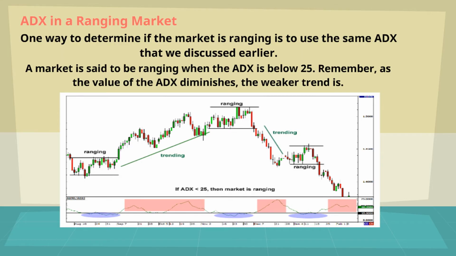ADX in a ranging market. One way to determine if the market is ranging is to use the same ADX that we discussed earlier. A market is said to be ranging when the ADX is below 25. Remember, as the value of the ADX diminishes, the weaker the trend is.